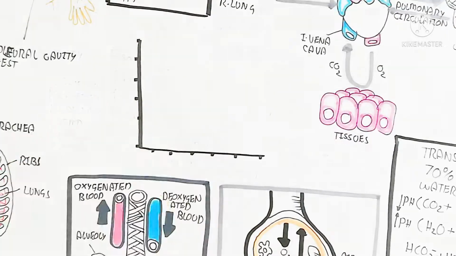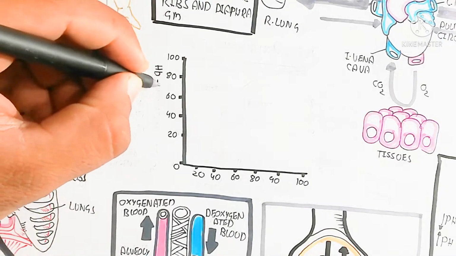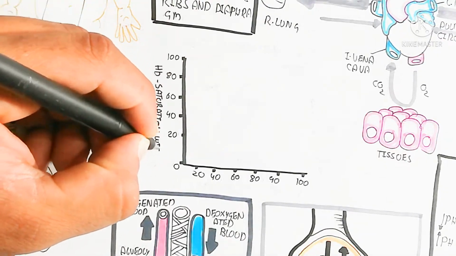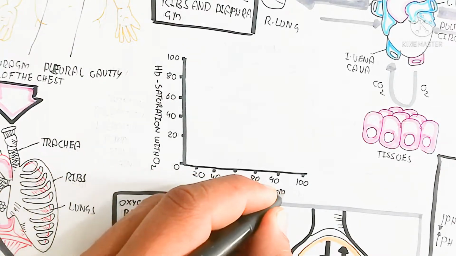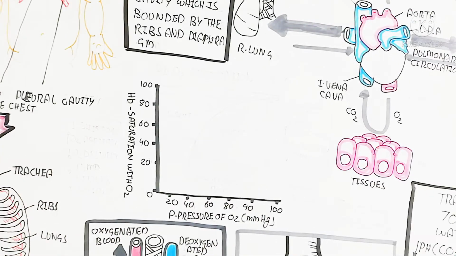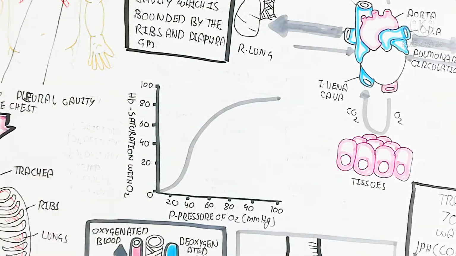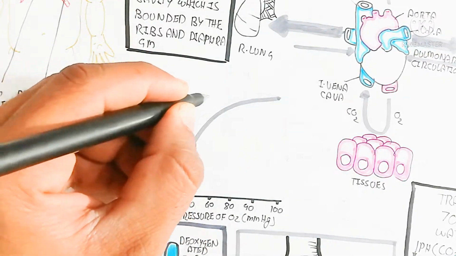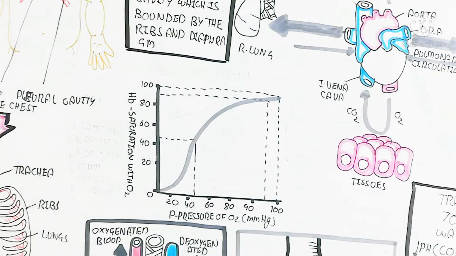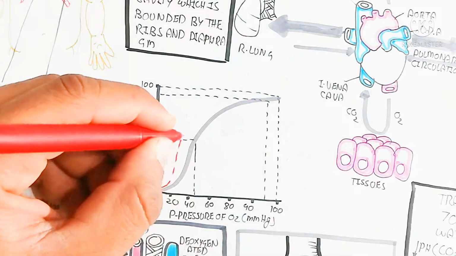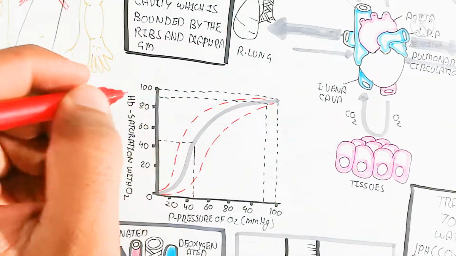So let's begin to understand from the graph. Here the vertical axis shows the hemoglobin saturation with oxygen, while the horizontal axis shows the partial pressure of oxygen in millimeters of mercury. So when the partial pressure increases, the saturation of hemoglobin with oxygen, in percentage, will increase. Here you can see an increase in the partial pressure will lead to an increase in the saturation of hemoglobin to 98%. So what is the meaning of this?